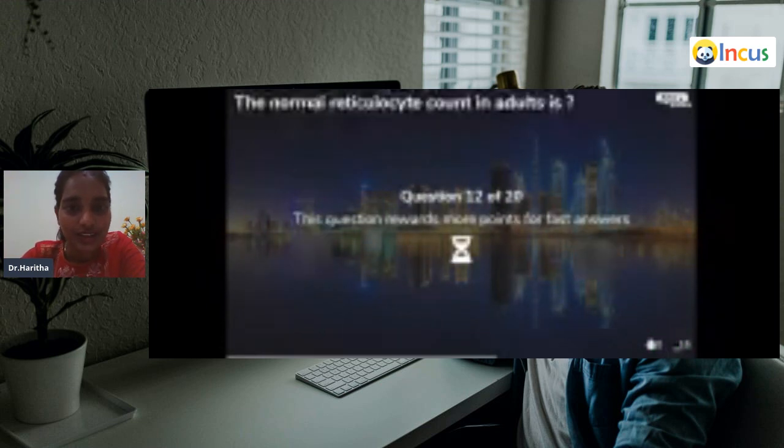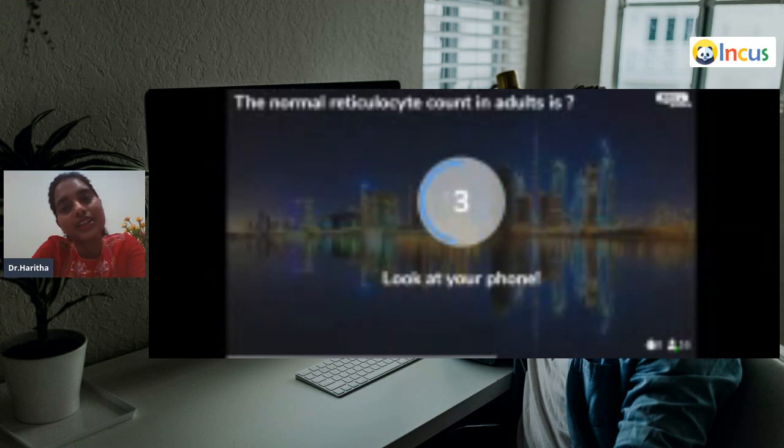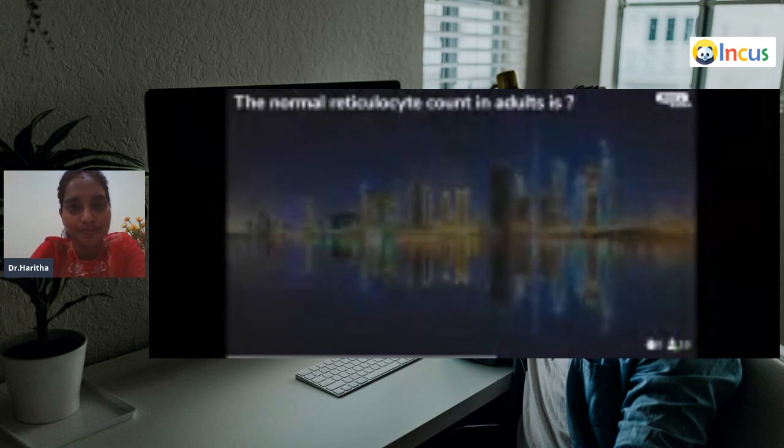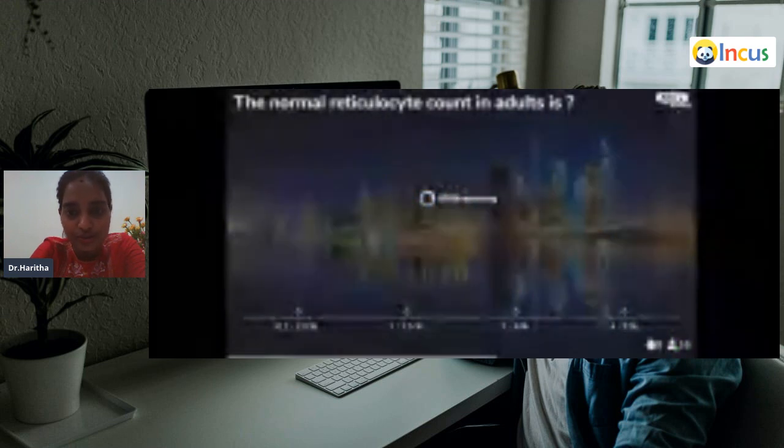Question number 12. The normal reticulocyte count in adults is... Today all are short, straight questions. 0.2 to 2%, 1 to 2.5%, 2 to 6%, or 4 to 6%. What is your answer?